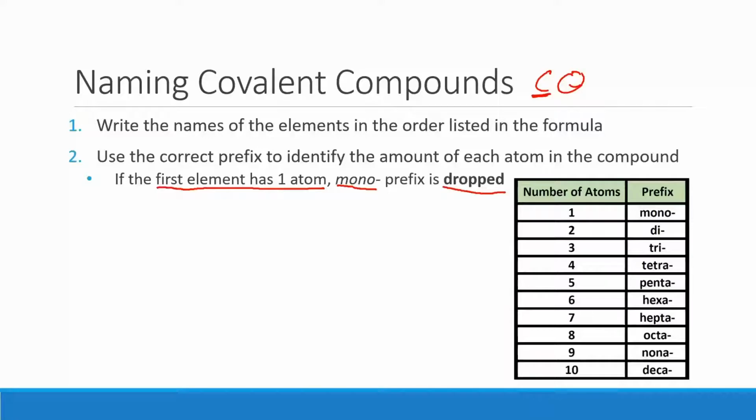And then the next rule is exactly like ionic compounds. The second element will have its suffix changed to IDE. Very similar to ionic compounds. The element to the right will always have its ending changed to this "ide" ending.